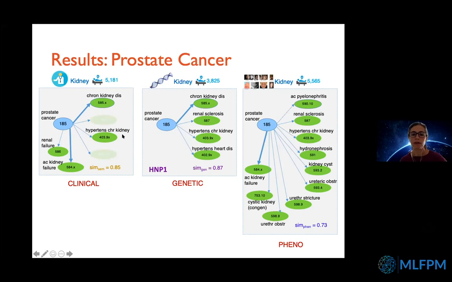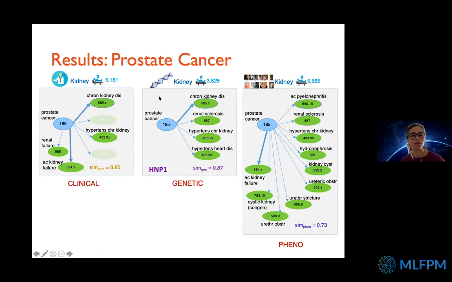Another example that I wanted to show before we finish is different clusters that have similar diseases that were obtained using the different measurements: the clinical, the genetic, and the phenotypic. If you compare these two clusters, they contain similar diseases, and these were obtained using different metrics. But there are some diseases that are not shared. And this has several explanations.